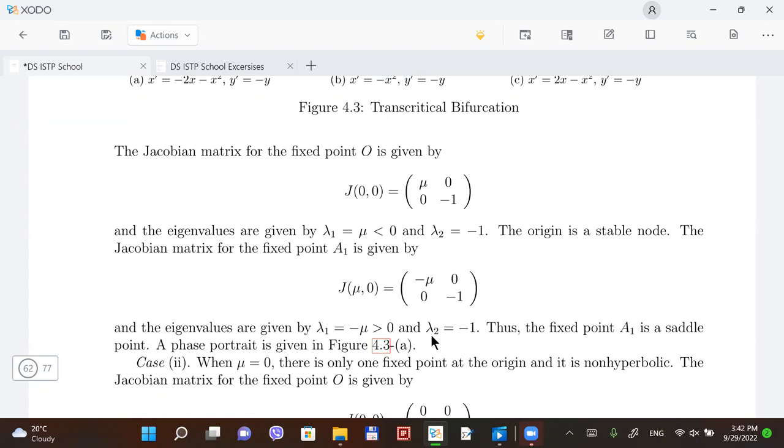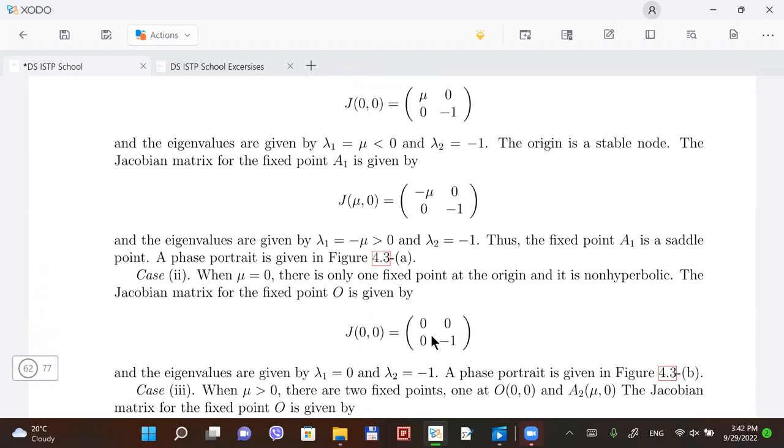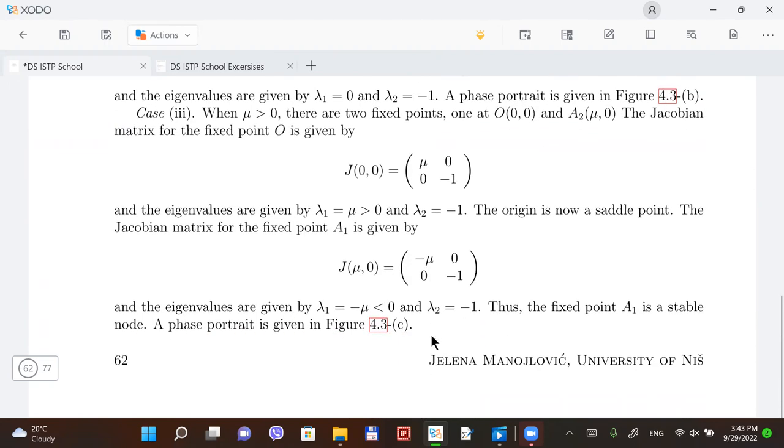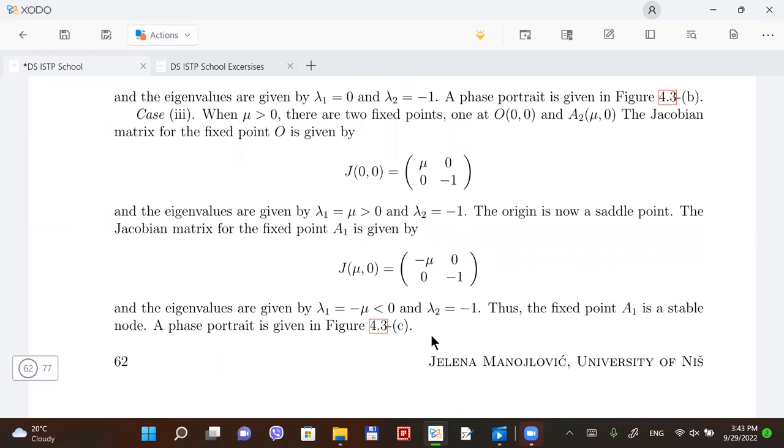When mu is zero, obviously we have only one. Again, at the bifurcation value, which is critical, we have a non-hyperbolic fixed point. So the bifurcation at critical value always happens in non-hyperbolic fixed points. When mu is greater than zero, now the origin became the saddle, okay? So the origin is always a fixed point. First it was stable, after the bifurcation, the origin becomes unstable. So the saddle point, but another fixed point appears on the right, and it is now stable, determined by the linearization.